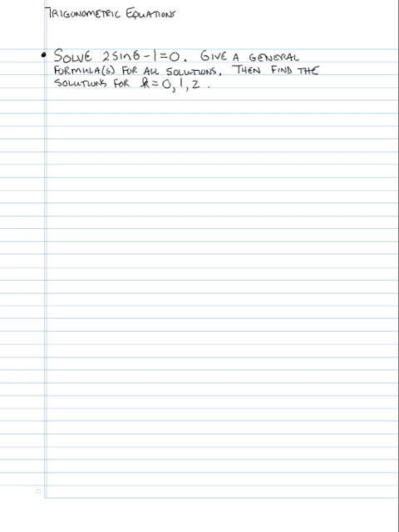Solve the equation 2 sine theta minus 1 equals 0. Give a general formula or formulas for all solutions. The key is all solutions. Whenever we say all solutions, we know we're talking about an infinite number, and it requires a formula generally to show that infinite number or formulas. And then, like before, find the solutions for k equals 0, 1, and 2. Okay, I think before it was k equal negative 1, 0, 1, and 2. This time just 0, 1, and 2.